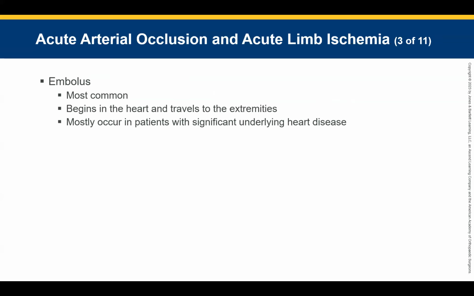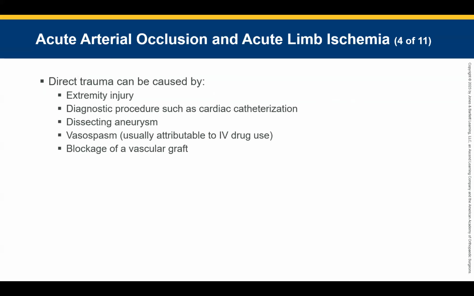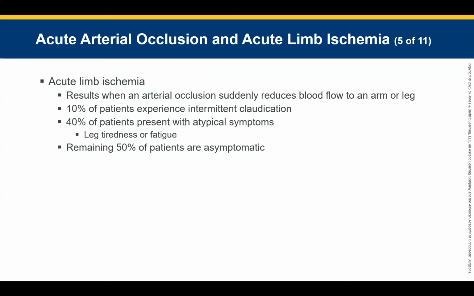Embolus is most common, begins in the heart and travels to the extremities, occurs in patients with significant underlying heart disease. Direct trauma, you can get extremity trauma, which can cause some sort of blockage to occur there. Dissecting aneurysm, vasospasm. Vasospasm is normally due to IV drug use, which we already talked about. You can get acute limb ischemia when an arterial occlusion suddenly reduces blood flow.